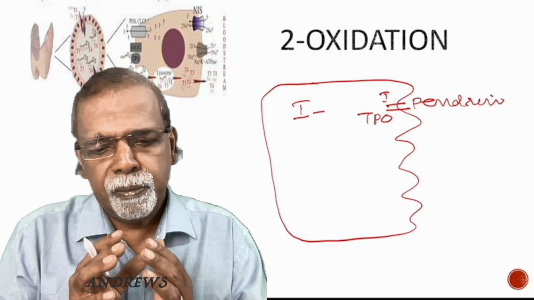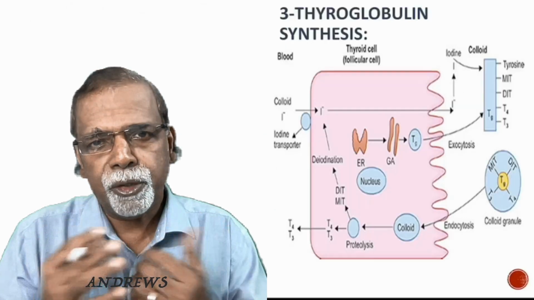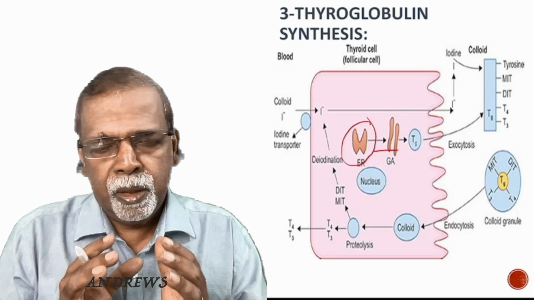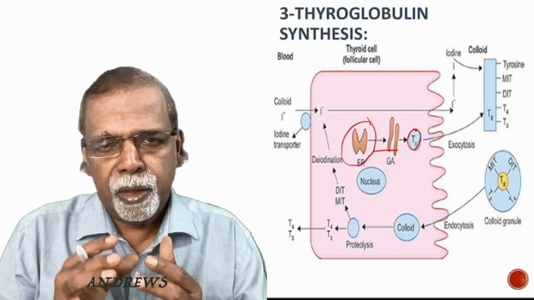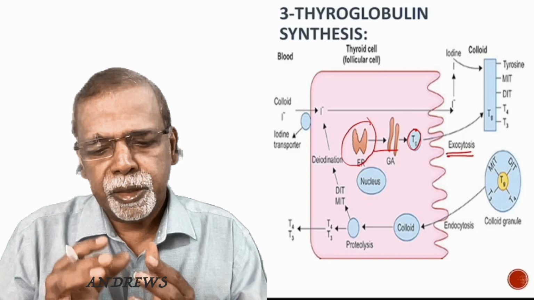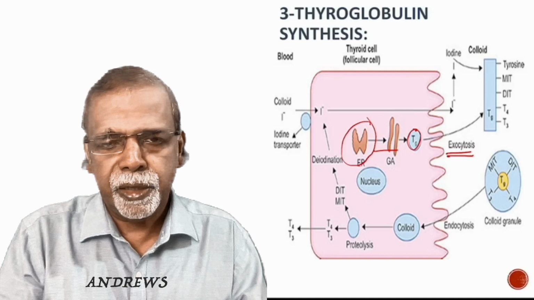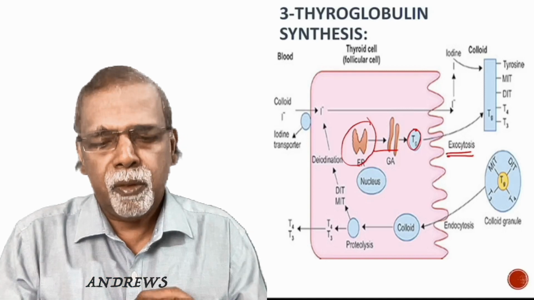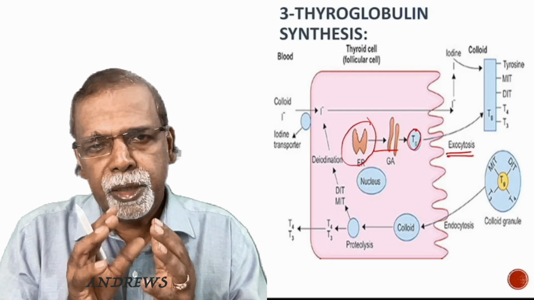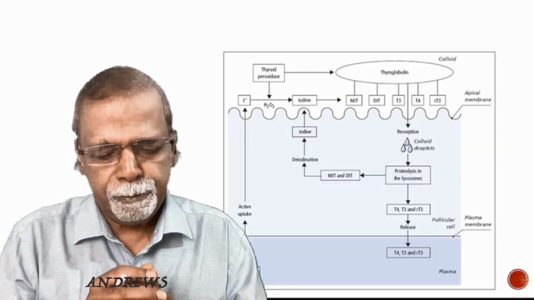So the next step is that the thyroglobulin should be there. So let us look into how the thyroglobulin is synthesized. In the endoplasmic reticulum and later with the help of Golgi apparatus, the thyroglobulin is formed, and this reaches the colloid by exocytosis. Here you can see the exocytosis, it enters the colloid. So now the two materials for the production of thyroid hormone are there. One is the thyroglobulin and second is the iodine.